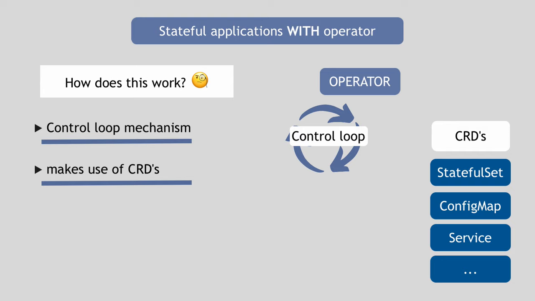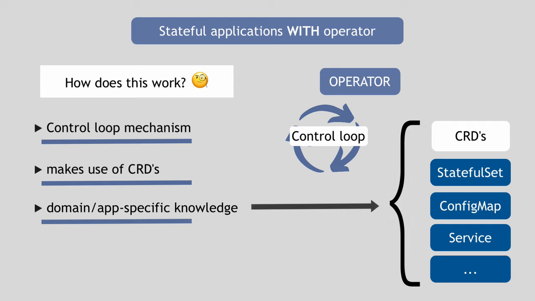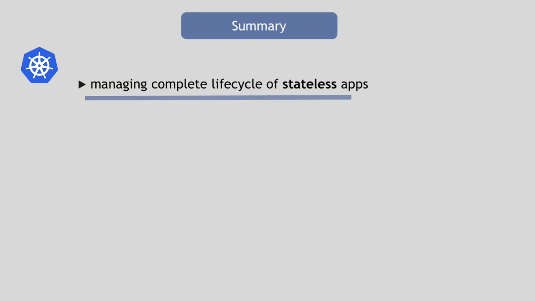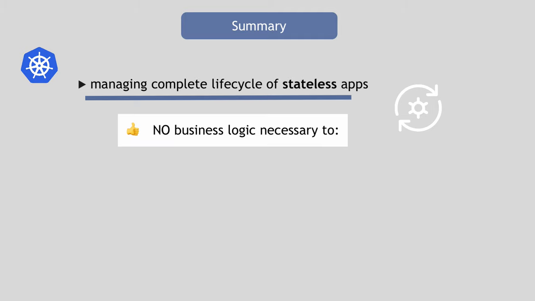And on top of that, it includes the domain or application specific knowledge to automate the entire lifecycle of the application it manages or operates. So to summarize, Kubernetes can manage the complete lifecycle of stateless applications in a fully automated way because these applications do not have business logic for deployment or for running and maintaining them. So Kubernetes doesn't need to know any application-specific logic to automatically create, update, delete, and maintain these applications.